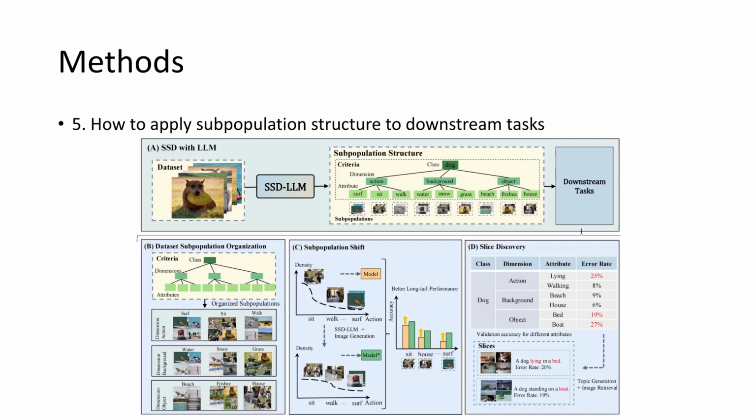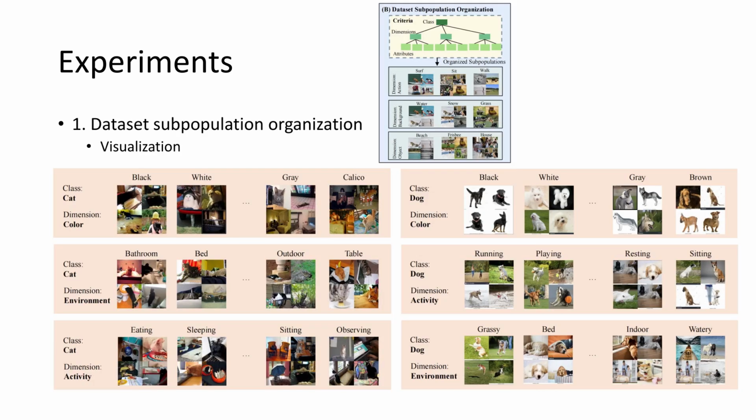We gather statistics on image numbers in each subpopulation and use diffusion models to generate images for underrepresented groups, balancing classes and attributes. Finally, the method identifies high error rate subpopulations and uses LLM to summarize their attributes, uncovering key data slices. This is the visualization of our organized dataset.